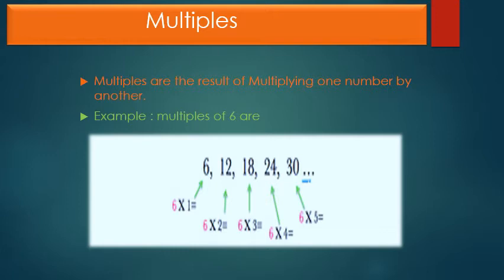To get 6, we need to multiply 6 by 1. To get 12, we multiply 6 by 2. To get 18, we multiply 6 by 3. To get 24, we multiply 6 by 4. To get 30, we multiply 6 by 5. So the name itself gives you a hint. Multiples are a result of multiplying one number by another.